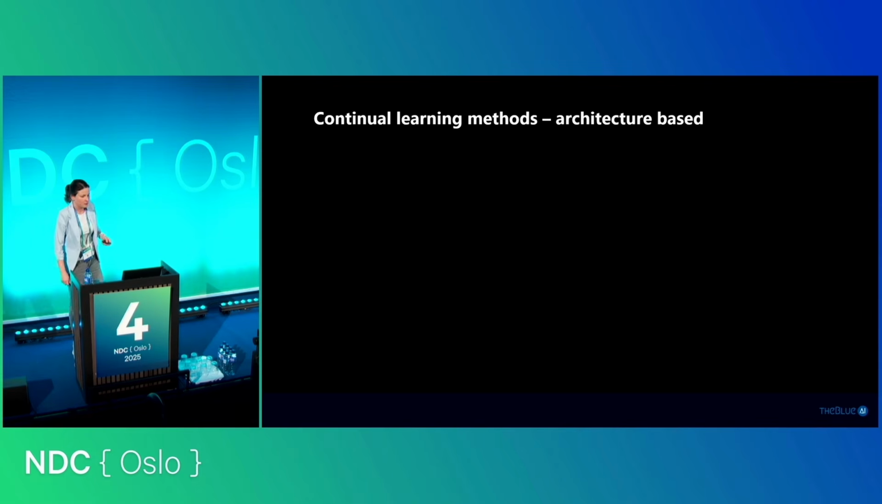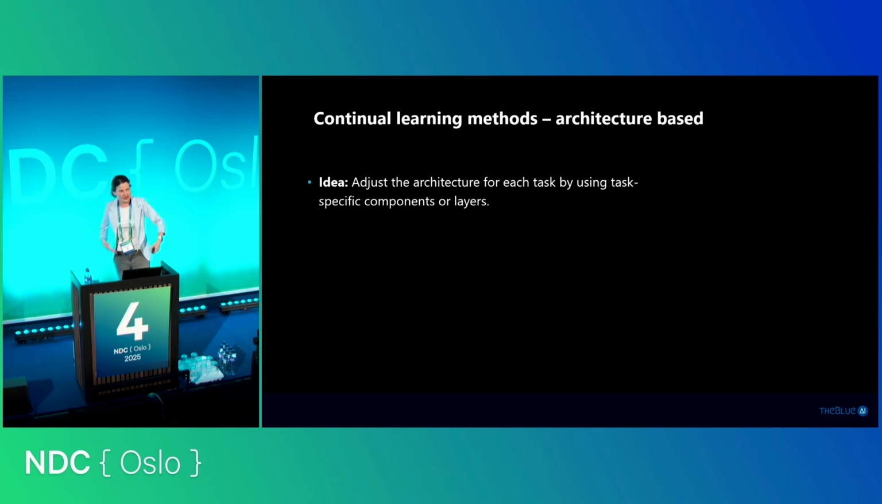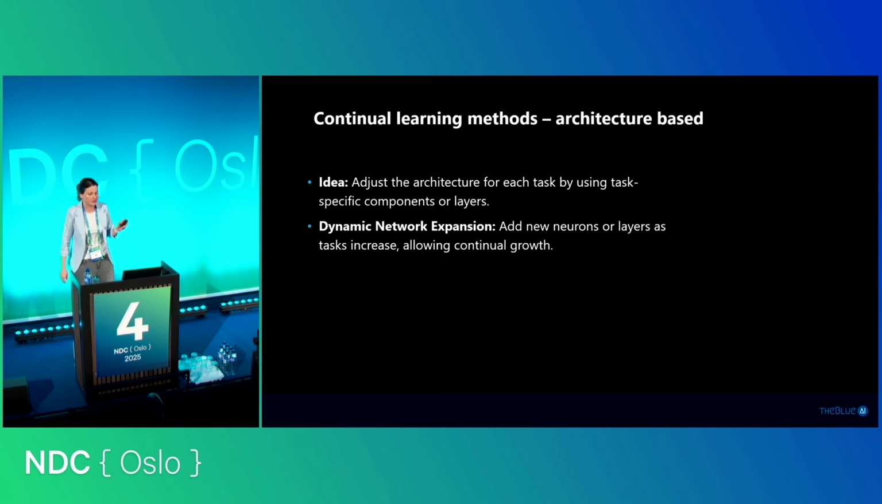And the last set of methods are the architecture-based approaches. Here, as the name suggests, we are playing with the architecture of our machine learning models, either by adding some specific components, such as additional heads of the models, so the last layers are specific to particular tasks, or by extending our network in some areas via additional layers. The second concept is also called dynamic network expansion, meaning that we're adding additional neurons or layers to allow for the further growth of our network.